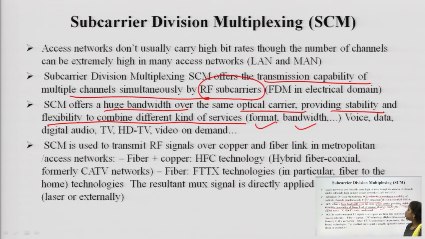So SCM is used to transmit RF signals over copper and fiber links in a metropolitan SS network. So where is it used? Fiber plus copper in HFC technology, hybrid fiber coaxial, formerly CATV network, FTTx technologies, in particular fiber to home technology. The resultant mux signal is directly applied to the optical. So these are the various scopes of the SCM.